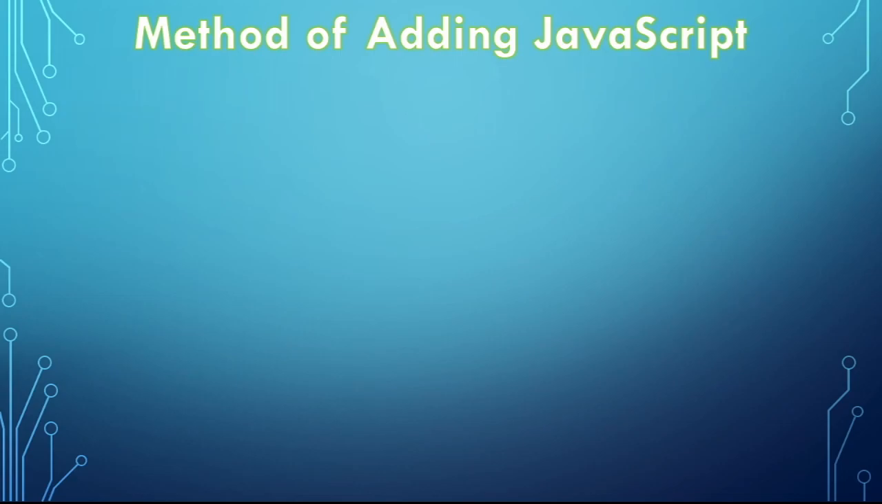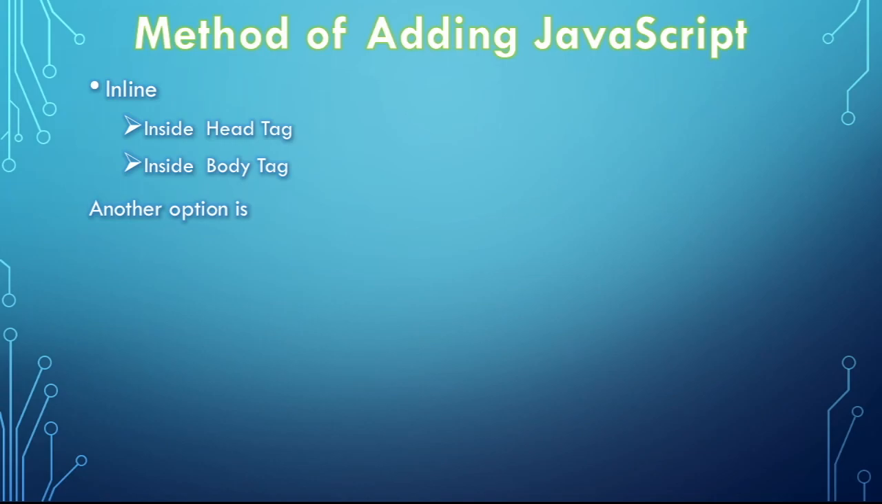Methods of adding JavaScript. We'll be using the inline method first. Here we are not discussing inline CSS; it is a different thing. We'll be discussing this theoretically and practically later. In inline we have two options, that is inside the head tag and inside the body tag. Another option is an external file. So let's start by discussing inside the head tag, and then we'll discuss inside the body tag.